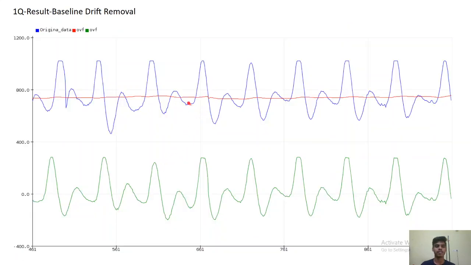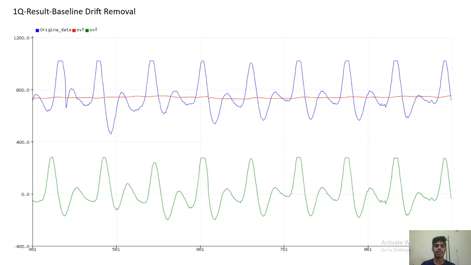As we can see, we got three outputs. The first one, the blue one, is the original signal, and the red one is the baseline drift, which is the low frequency noise. The green one is what we got after subtracting the red one from the blue one, which is nothing but the removal of the low frequency noise from the original signal. So this is the second code, which is the baseline drift removal.